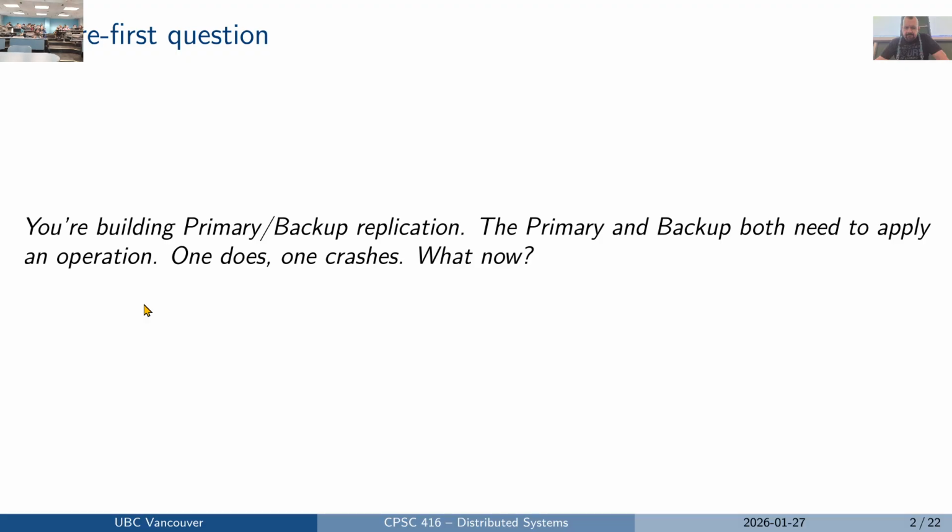So you're building a primary backup replication system. The primary and the backup need to apply an operation. One crashes, the other one doesn't. What was the outcome? What are you supposed to do? Remember, you want the system, and the system is defined as both of these, the primary and the backup. You want them to be consistent.